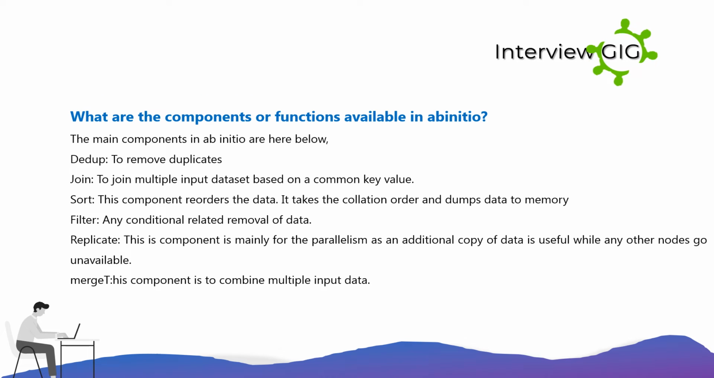What are the components or functions available in Ab Initio? The main components in Ab Initio are here below. Dedup, to remove duplicates. Join, to join multiple input datasets based on a common key value. Sort, this component reorders the data. It takes the collation order and dumps data to memory. Filter, any conditional removal of data.